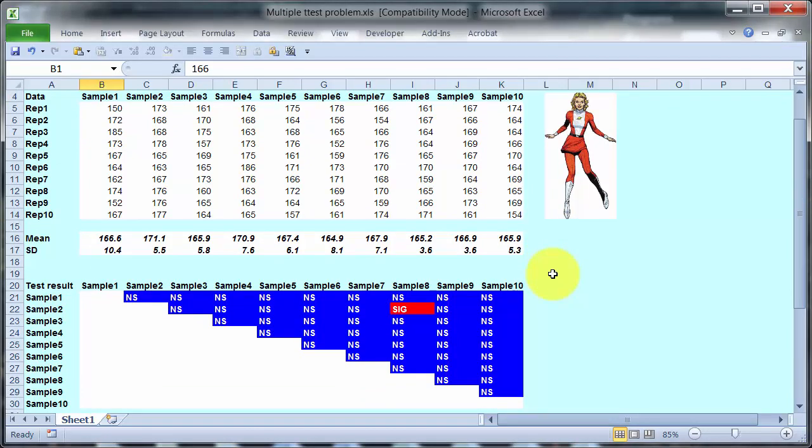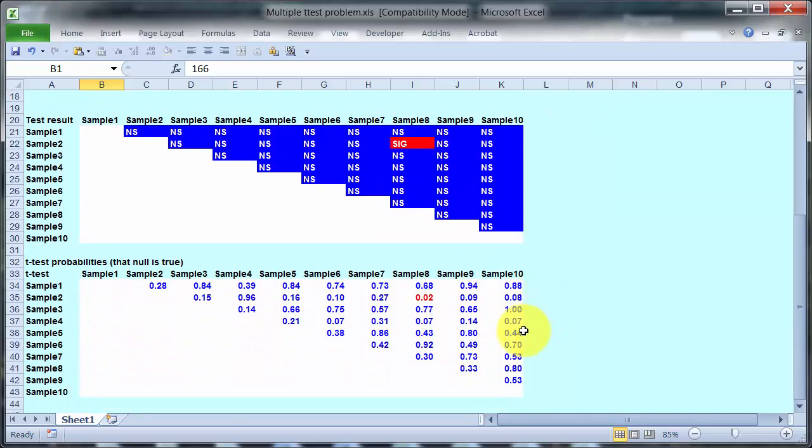So if I scroll down, what I've done here is an unpaired t-test for all possible comparisons of those 10 samples. Now, what you see showing in the table here is the outcomes. If I scroll further down, here are the actual p-values associated with the test. So you can see in here, for the comparison of sample 2 and sample 8, the p-value is coming 0.02. That's less than 0.05, so I mark that red. That's a statistically significant difference. But it also represents a type 1 error.